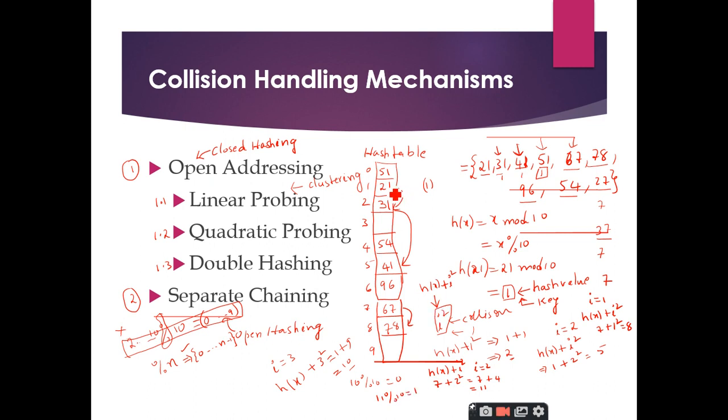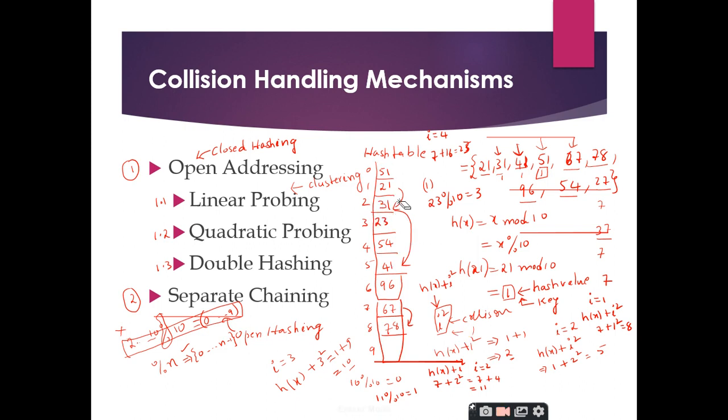Again go and probe this one. Again I am getting a collision. This time my i value becomes 4. Now it is 7 plus 16. What is the value here? 23, sir. But it is going out of the range of this 10. Therefore I apply the formula 23 modulo table size 10, that is 3. Therefore it should be inserted at 3. So this is how quadratic probing works. Is it clear? Yes, sir.